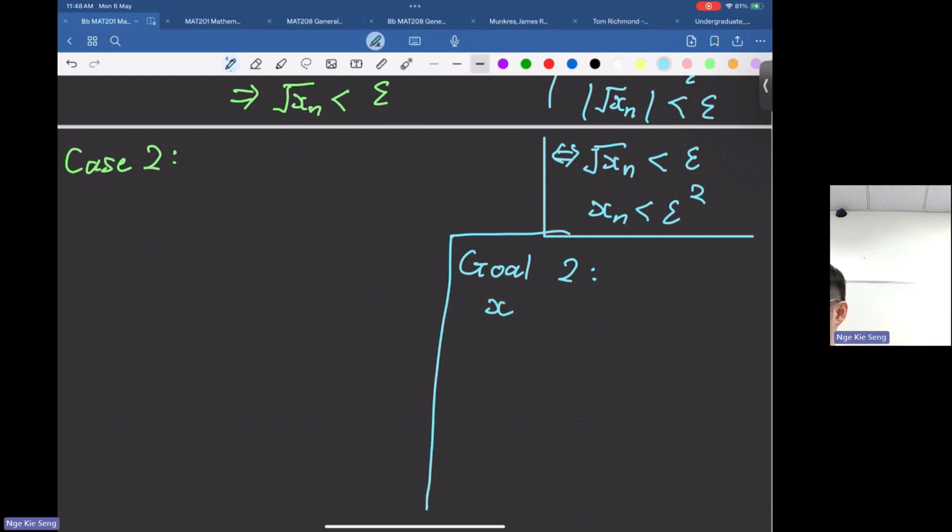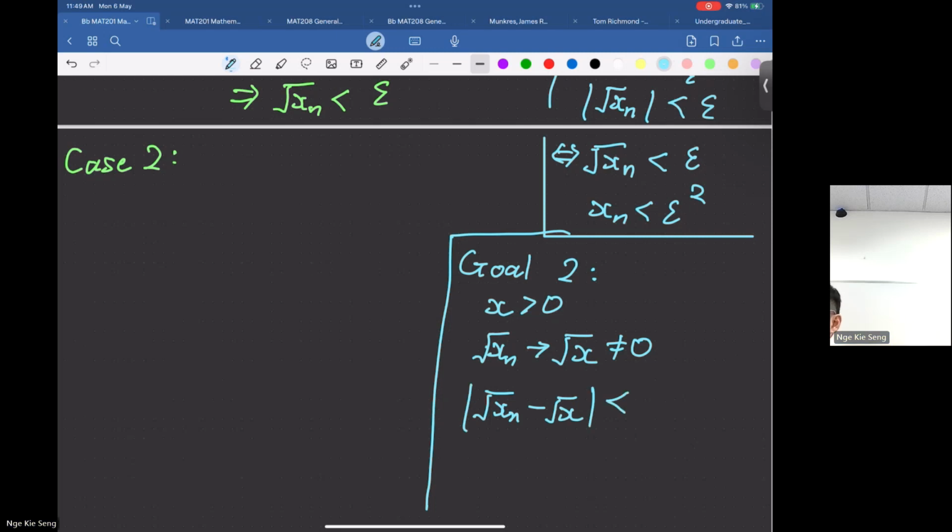If my x is greater than 0, then showing that the square root of xn converges to the square root of x becomes something non-trivial. It's not 0 anymore. But what do we want to show? We want to show that the square root of xn minus the square root of x is less than epsilon. We want this to hold. If we want this to hold, what should we do?